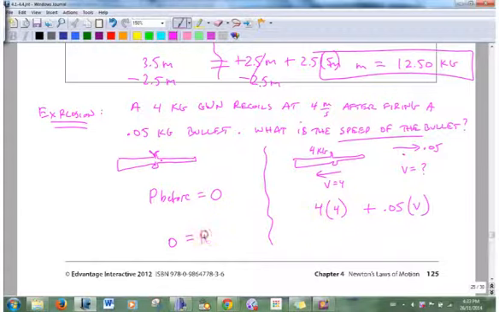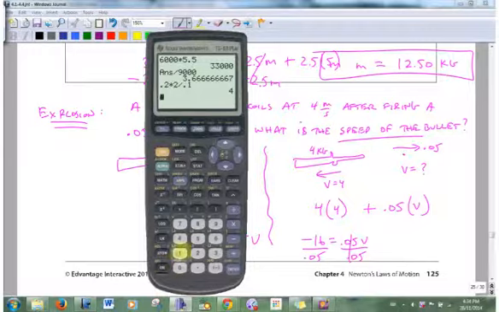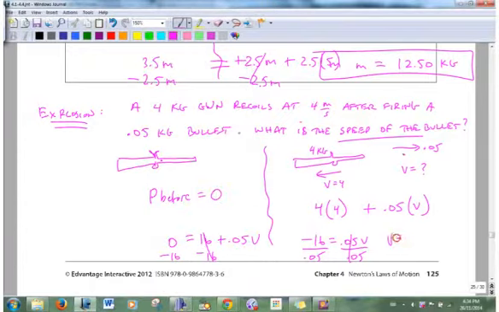This is our equation. 0 is 16 plus 0.05 V. How do I solve this for V? Get rid of the 16. Divide by, well, it's negative. Divide by 0.05, and my velocity of the bullet should look like it kind of makes sense. 320 meters a second. And that looks reasonable to me.